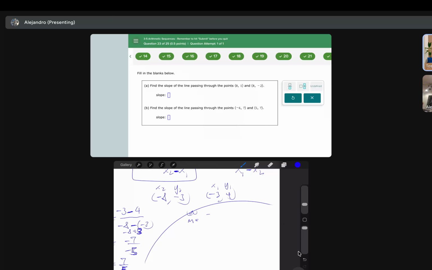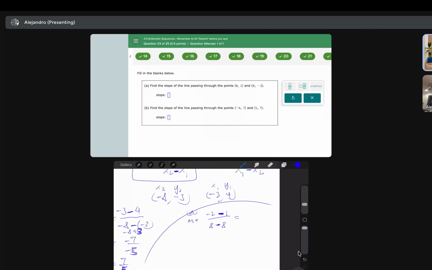So here we go. The m, this is for a. You're going to take the negative 2 minus 1 in the numerator. And then you're going to take the 8 minus 8. Okay, now let me double check my math. There's something going on here. Double check again. The two y's, the numerator, right? Negative 2 minus 1, that's correct. And then the denominator, right? 8 minus 8, x sub 2 minus x sub 1.